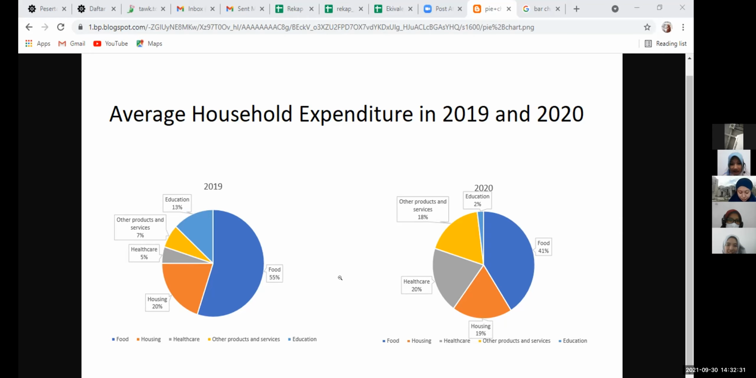And the food is slightly dropped, but not that much. Yeah, we need to eat food, and in 2020 we also need to eat food, but more on the healthcare. So food and vitamins and medicines and others we need, especially in this pandemic.